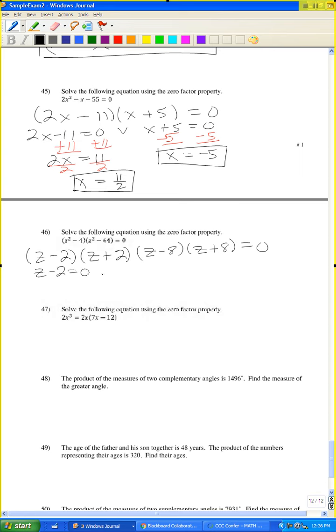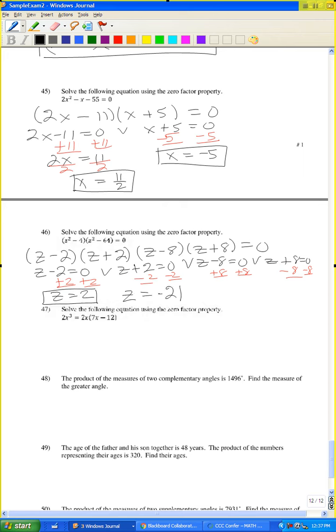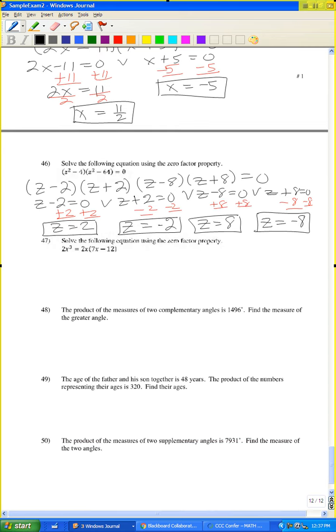z minus 2 equals 0. z plus 2 equals 0. z minus 8 equals 0. z plus 8 equals 0. Add 2 to both sides of your equation in order to solve for z. And so z is equal to 2. Subtract 2, z equals negative 2. Add 8, z is equal to 8. Subtract 8, z equals negative 8.